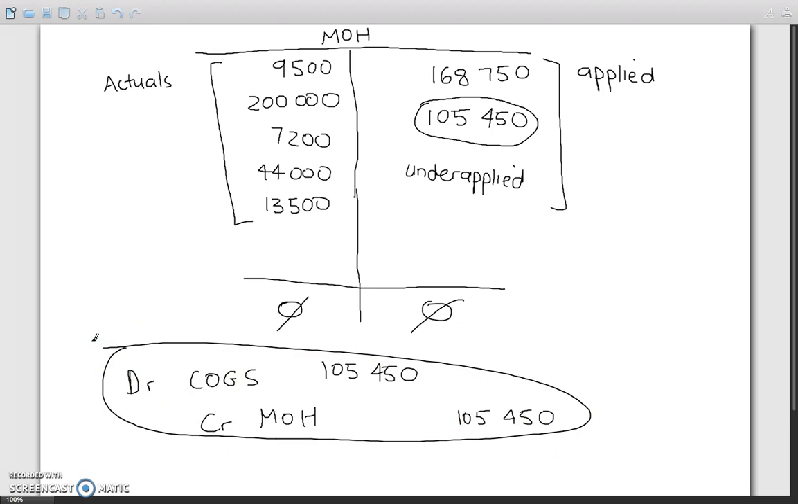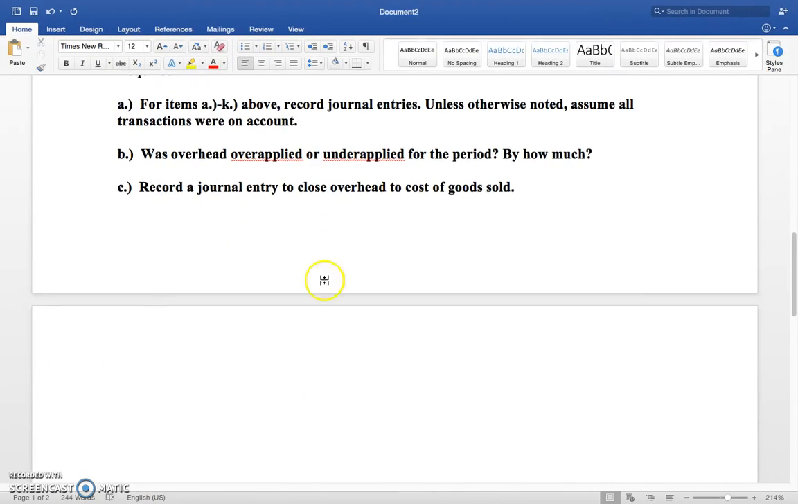So we are done with this question, and essentially we are also done with job order costing.